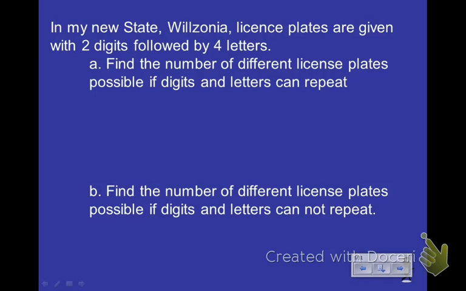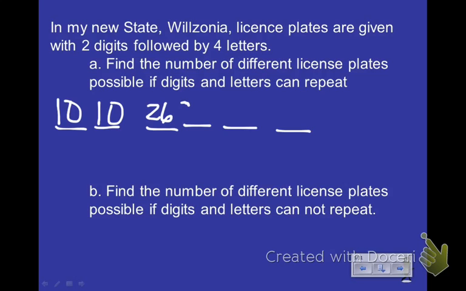So looking at our license plates, we're given 2 digits followed by 4 letters. So 2 digits, 4 letters. First one says they can repeat. So if they can repeat, for 2 digits, I've got 10 choices for the first one, 10 choices for the second one. Letters, I've got 26. They can repeat, so I've got 26 for all of them. And then what I do is I would multiply those numbers together.